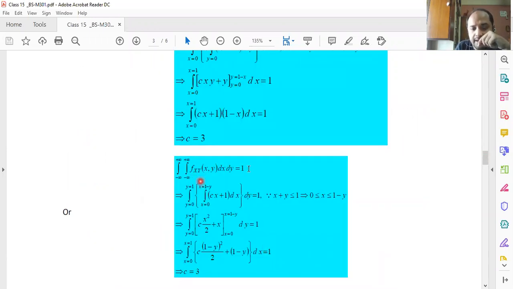Similarly, you can do this calculation by yourself by integrating x first and then with respect to y, and you will get the same result. Here you have to keep in mind that x will range from 0 to 1 minus y.